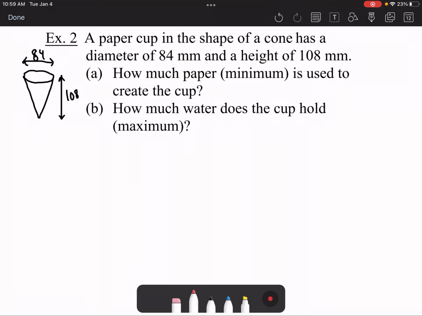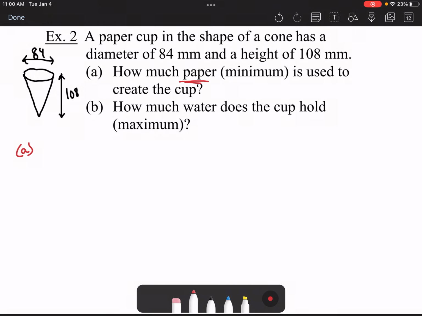So for the first part, since we're looking for how much paper is on the outside part right here, which is called the lateral surface, it does not include the top circle. We're not going to cover that part. So the lateral surface is given by the formula pi times radius times the slant height. So again, we need this slant height.